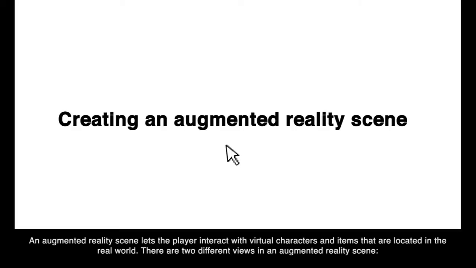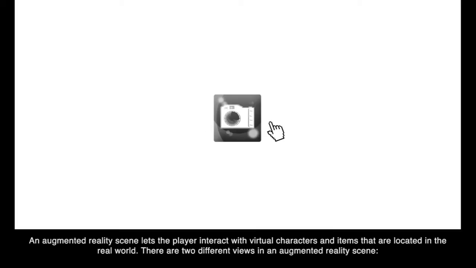Creating an augmented reality scene. An augmented reality scene lets the player interact with virtual characters and items that are located in the real world. There are two different views in an augmented reality scene.